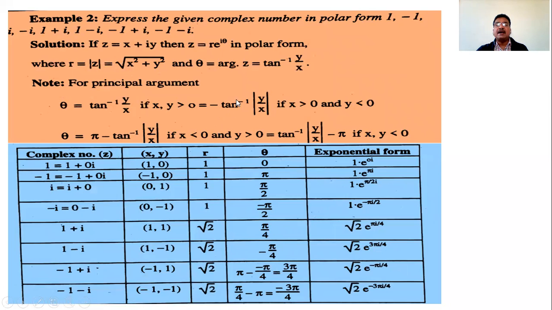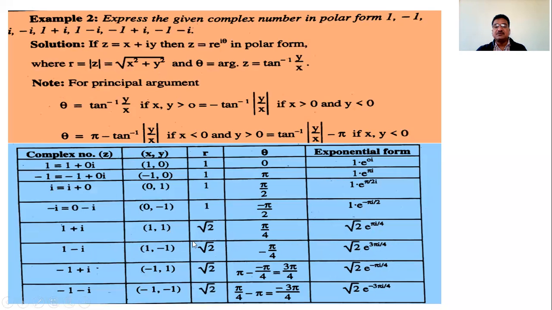Pi by 4. So minus tan inverse 1, that is minus pi by 4, is the principal argument of this number. And then the number in polar form, exponential form, is root 2 e raised to minus 3 pi by 4 I. This is the answer of the previous problem, root 2 e raised to minus 3 pi by 4 I at this place. Okay, so this is the answer of this problem.